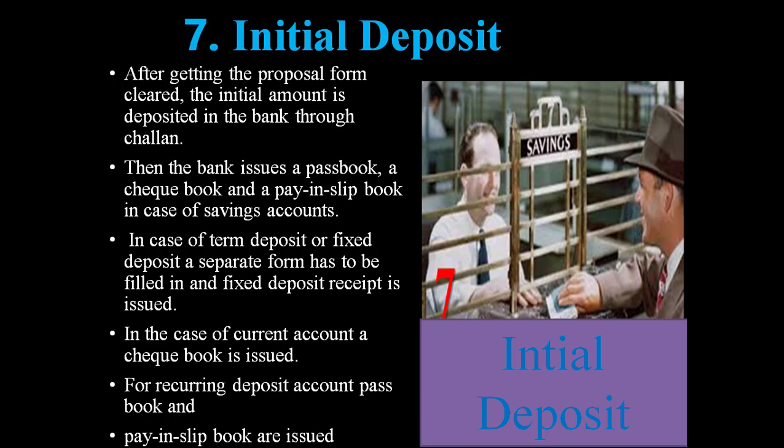So these are the 7 steps, the procedures to open a bank account. At last, the advantages of opening a bank account. So what are the advantages of opening a bank account?